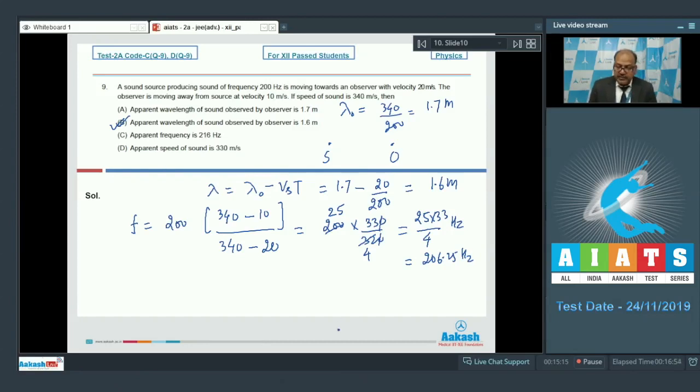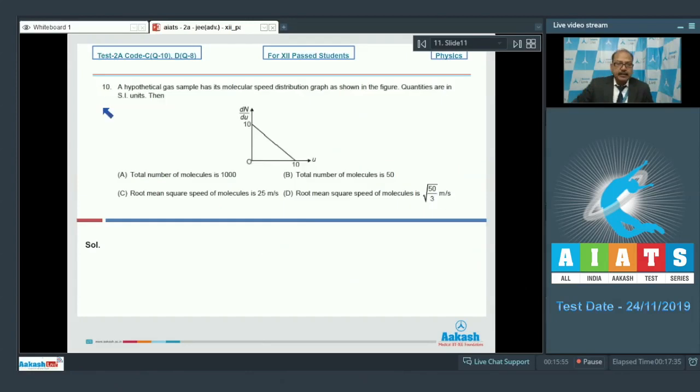And what about the apparent speed of sound to the observer? Well, apparent speed of sound to the observer will obviously be equal to 340 minus 10 or 330 meter per second, because the observer is moving away from the source. So option D is correct. Let's now go to the next question.